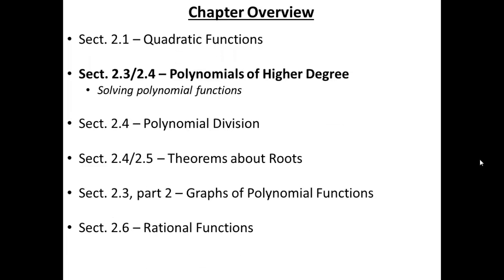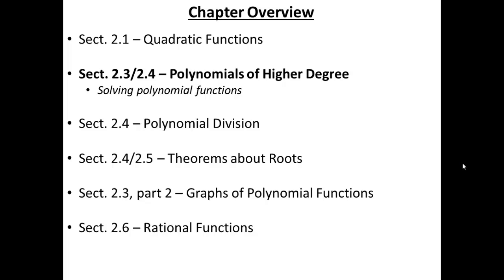In Section 3 and Section 4, which I'm going to lump together as one section, we're going to look at polynomials of higher degree. In other words, we're going to start to look at cubics, quartics, quintics, and so on and so forth. And we're going to look at all the different techniques that you can use to solve polynomial functions. And when I say all the different techniques, I mean all but one main technique, which we're actually going to save for a little bit later in the chapter.